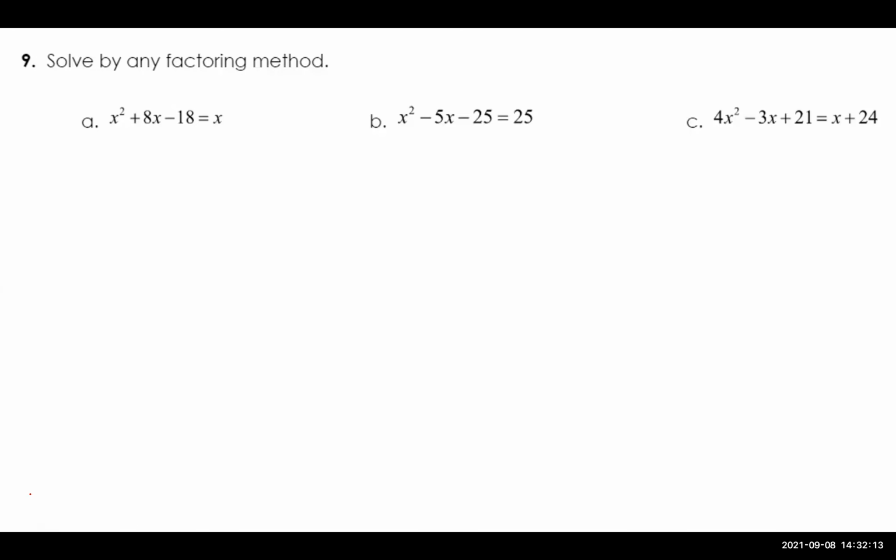So next in unit 1, we talked about factoring and solving. Number 9 says solve by any factoring method. They're not specific, but at least they tell us that we can factor. When we're factoring, I would always start by setting your equation equal to 0. So I'm going to start by subtracting x from both sides.